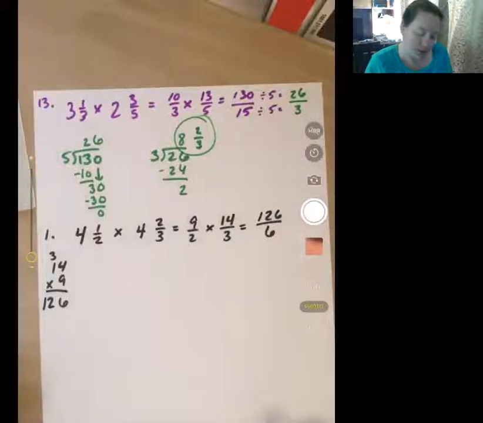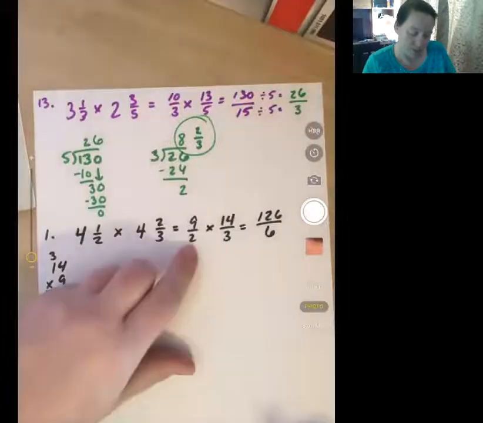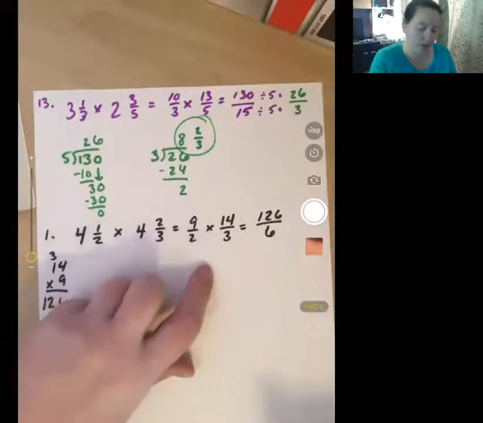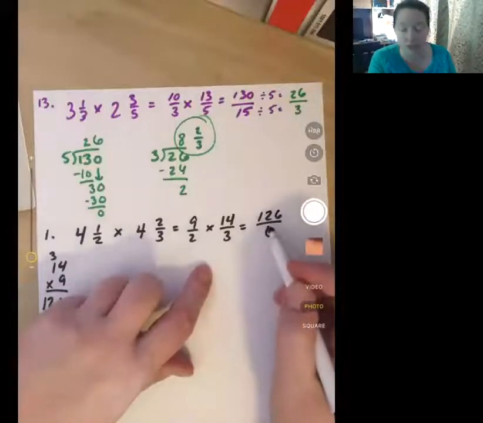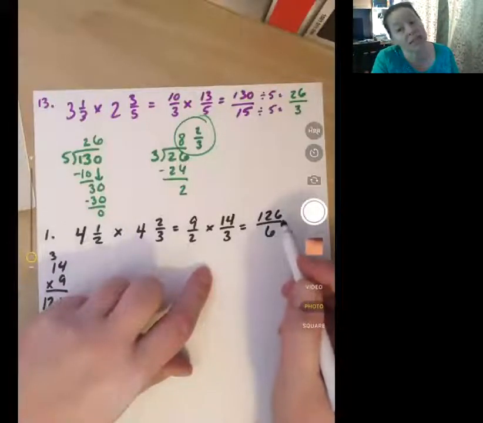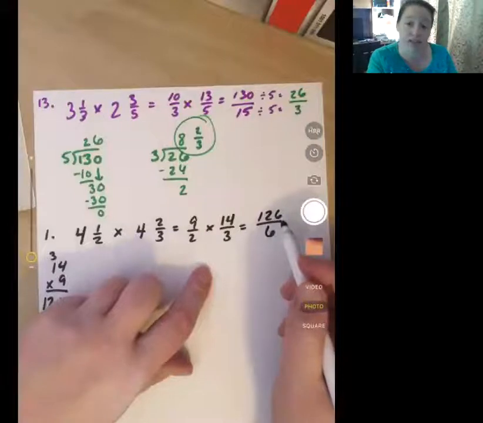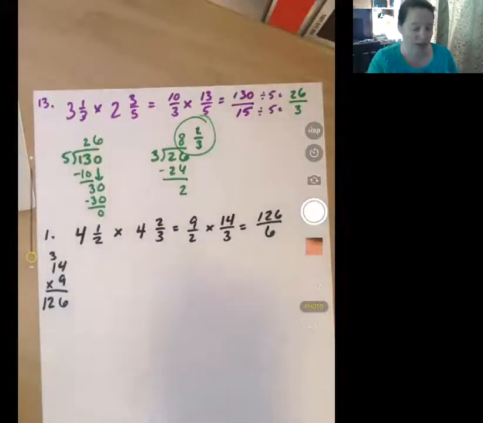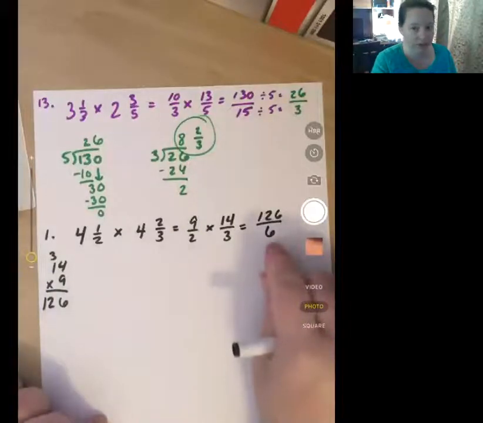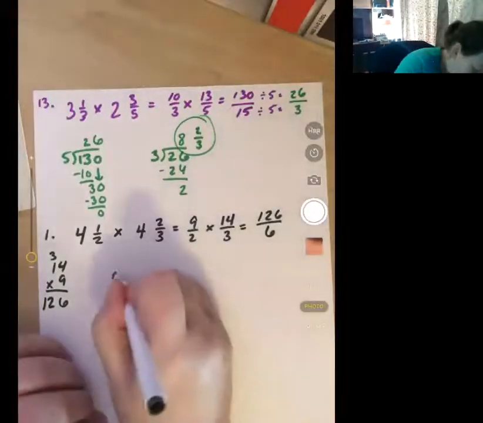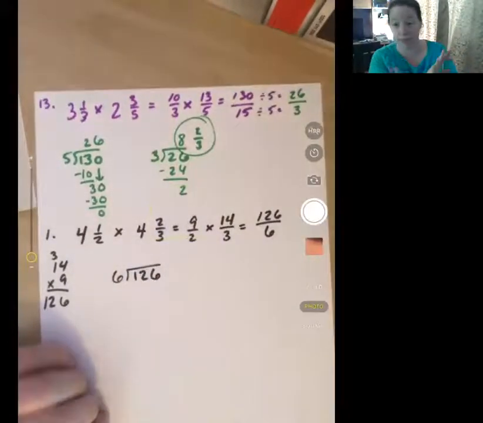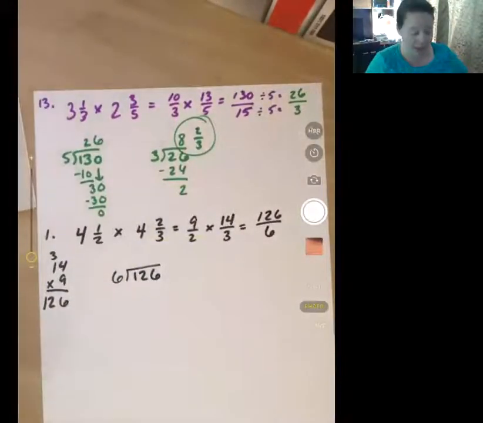It's even, so I can take out a 2, but let me see if I can take out a 3 as well, because there's only a 2 and a 3 on the bottom. 1 plus 2 is 3. 3 plus 6 is 9. 9 is divisible by 3. So if I can take out both a 2 and a 3, that means I can divide out that evenly. So I'm going to put 6 into 126 straight up. I'm not going to bother trying to simplify it.